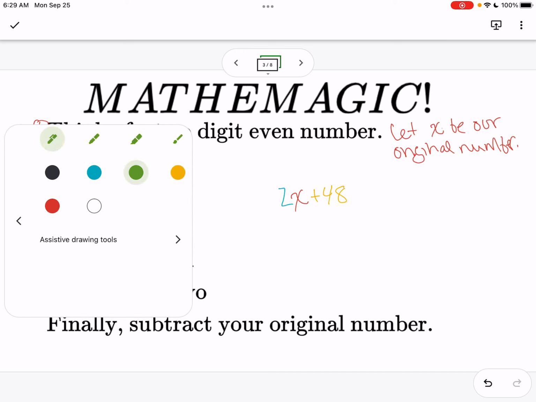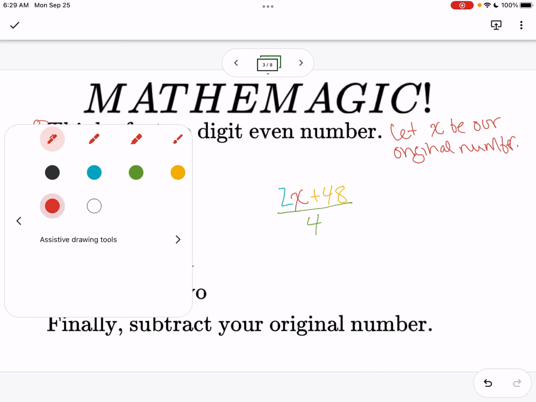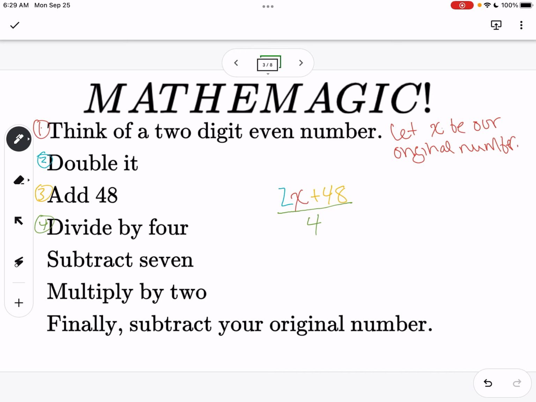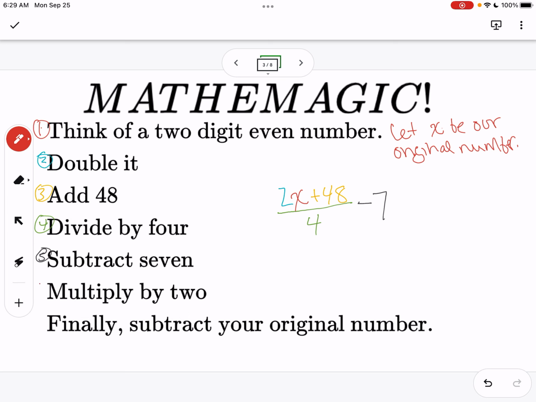In step 4, we divide by 4. So we divide this entire sum by 4. Now in step 5, we subtract 7. In step 6, we multiply this entire expression, so we use parentheses, by 2. And then in our last step, step 7, we subtract our original number, and there you go, it's 10.